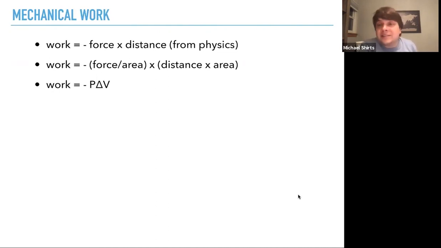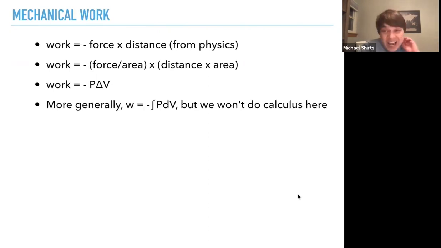So the work is defined as minus pressure times a change in volume. More generally, the work is minus the integral of P dV in case the pressure is not constant. We won't do calculus here. We'll focus on problems where either you just need to know a magnitude, whether it's positive or negative, or the pressure will be constant. So this integral just turns into P delta V. Later on, whatever your major is, you're going to see a lot more problems where you have to actually calculate work by integrals.